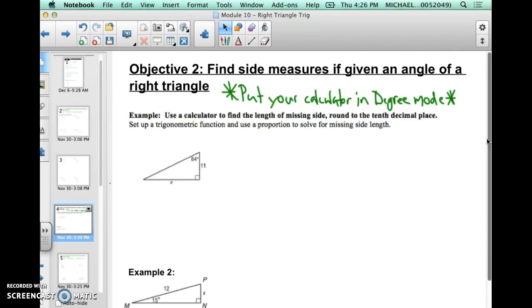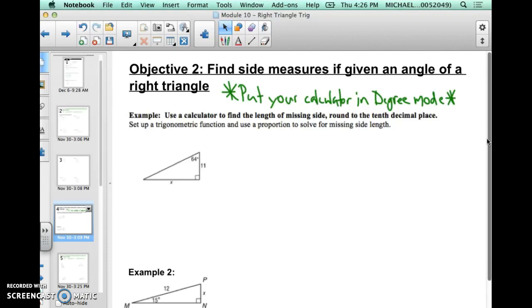Alright, so in order to do this, you have to first put your calculator in degree mode. Turn your calculator on, hit the mode button, scroll down to where it says radian, scroll over to degree and hit enter. Now degree should be highlighted, and if that's the case, you can hit second mode to quit out of that and go back to the home screen. Good. Now your calculator is in degree mode.